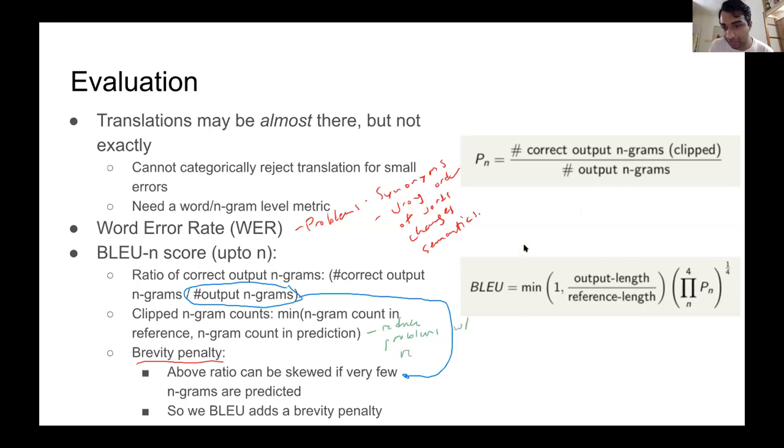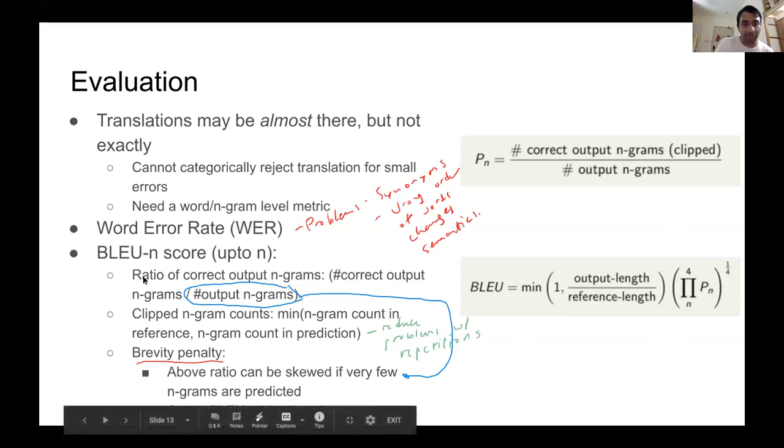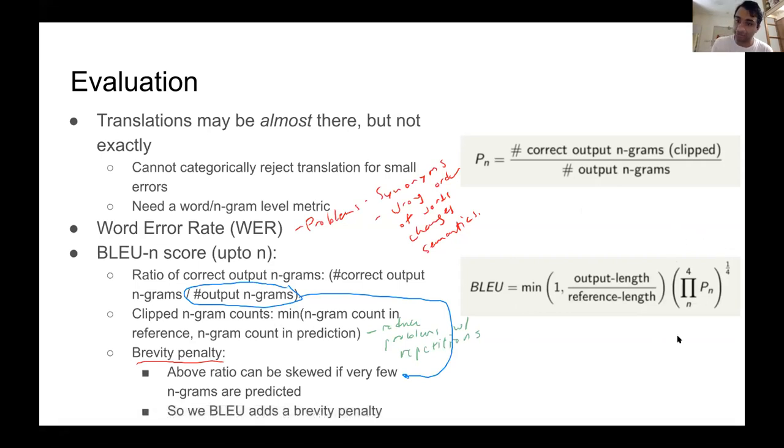The first term is the brevity penalty. In this version of the BLEU score, if the output length is actually shorter than the reference length, you apply a penalty. But if it's greater, you just don't apply anything at all. That's basically the idea behind the first term. The second term is the precision, which is what we calculated here using the clipped counts. And you take the n-grams of size 1, 2, 3, and 4, and then you form the evaluation metric.